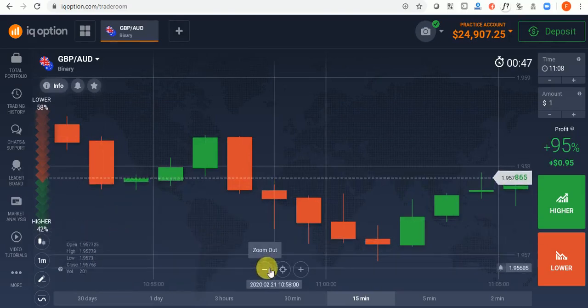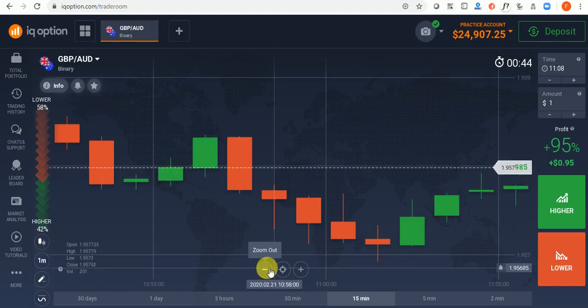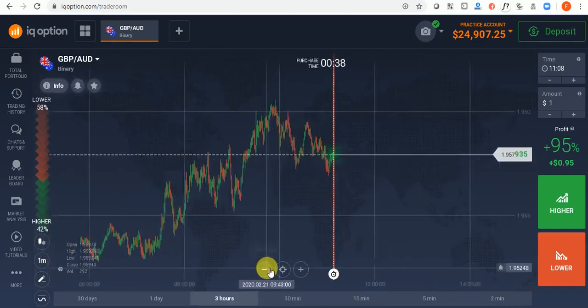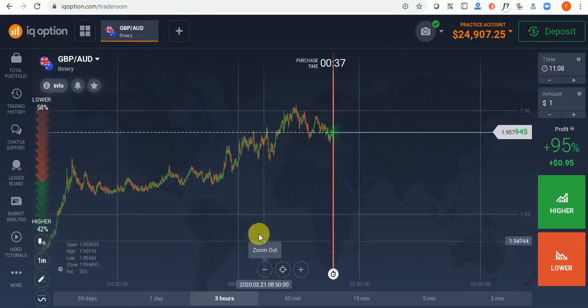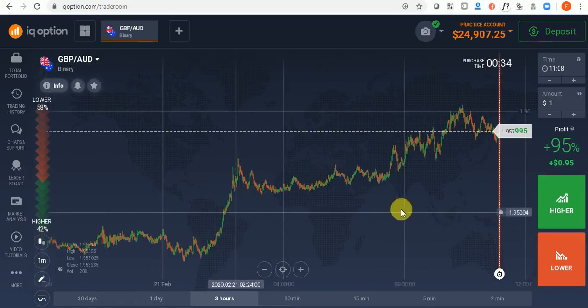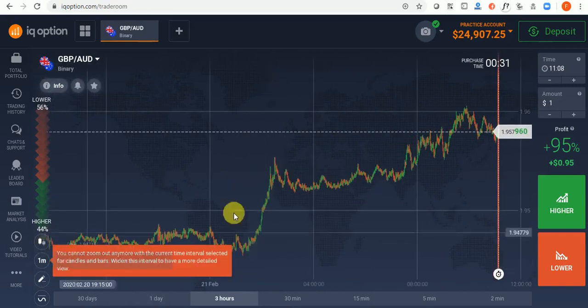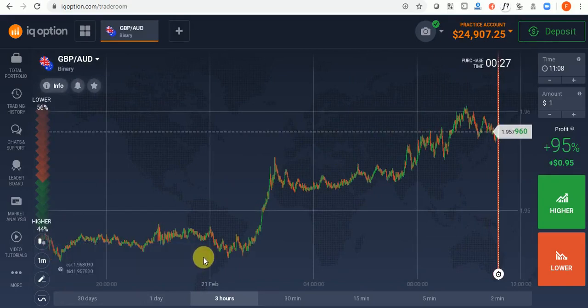So you zoom out so that you can have an overall look at the market behavior for, let's say, over 1 hour. Remember, each candlestick represents 1 minute, but you can always zoom out till your chart can take it no more. You can see it says you cannot zoom out anymore with the current time frame interval selected. Once you have this, you pick your major support and your major resistance.